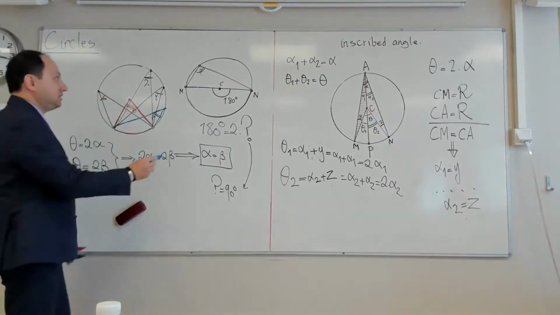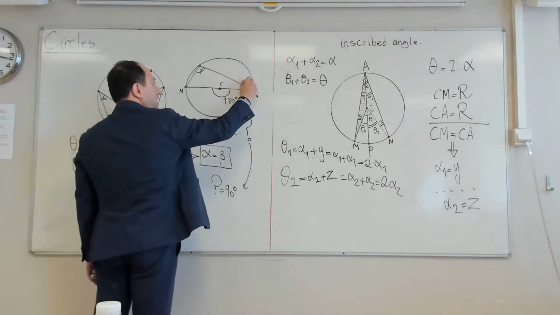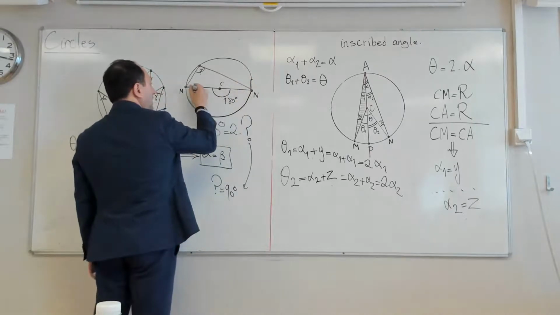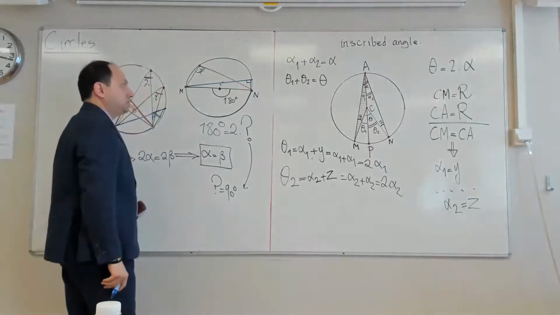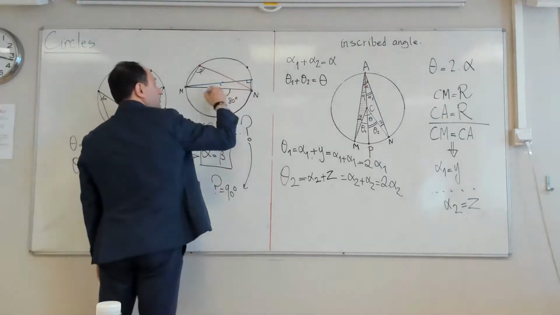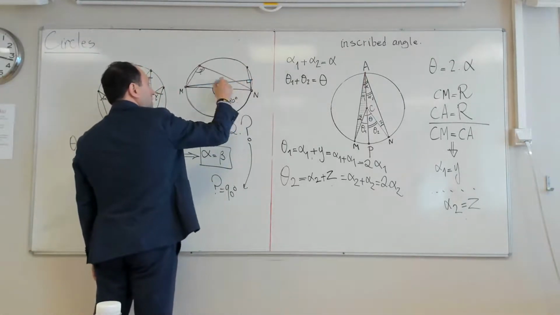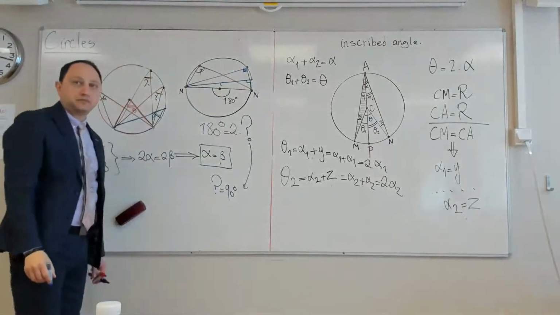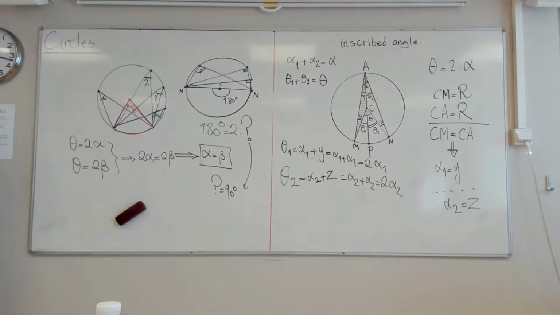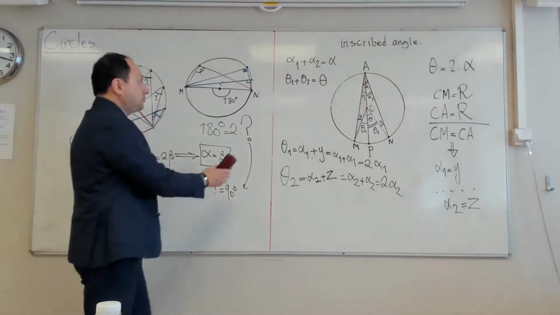It doesn't matter if I choose this point and I connect it here and here, this angle would be again 90 for the same reason. If I choose this point, if I connect it here and here, this angle would be again 90. Yes? So this is a very important property here. Yes? Understandable? Okay, now let me ask you another question.